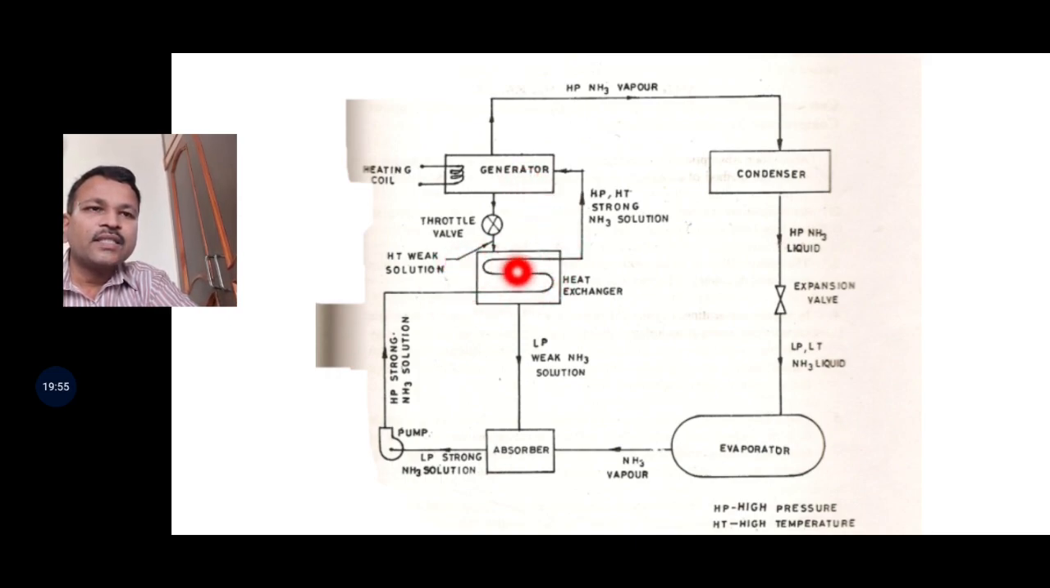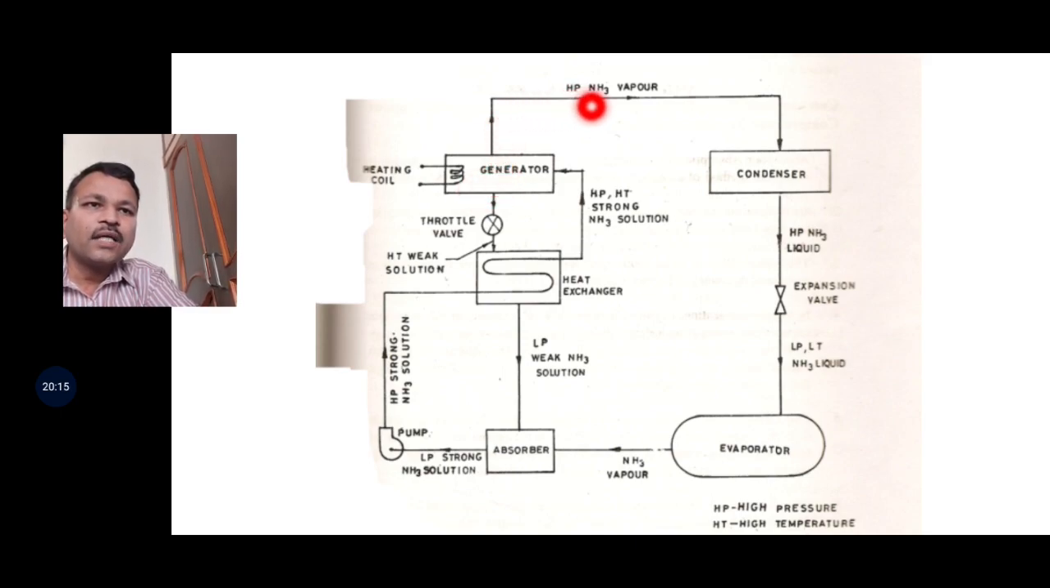So the heat exchanger slightly warms the solution. The high pressure strong ammonia solution will be warmed, and directly it will go to the generator. In the generator, again there is a heating coil. It is further heated so that the liquid solution is converted into a vapor.